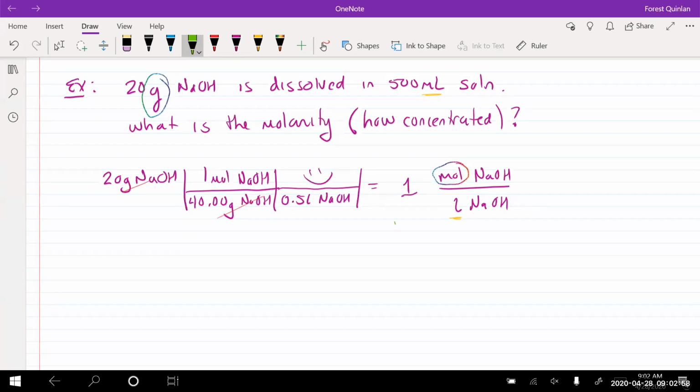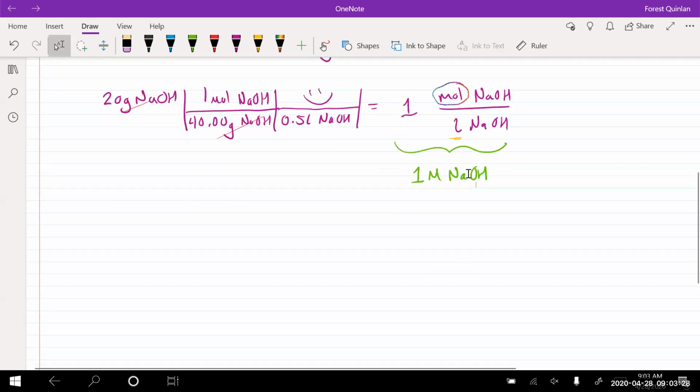Now, of course, you can actually rewrite this if you wanted. You can leave it as moles over liter. I'm totally fine with that. Or you could say it's a 1 molar sodium hydroxide. So what we've done here is we've dissolved this 20 grams of sodium hydroxide right up here, and we're going to put that into a half liter solution or 500 mils. How strong is it going to be now? And we find out we've just made a 1 molar solution. So 1 mole for every liter of stuff. So we know how much is there.